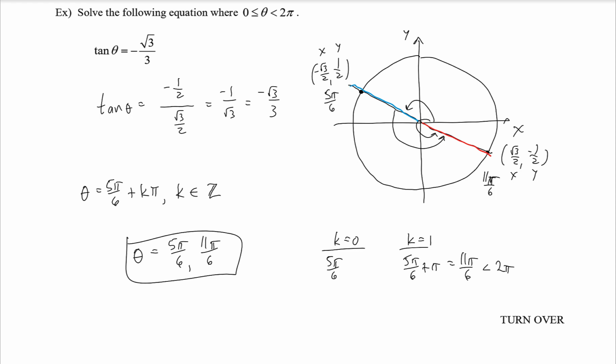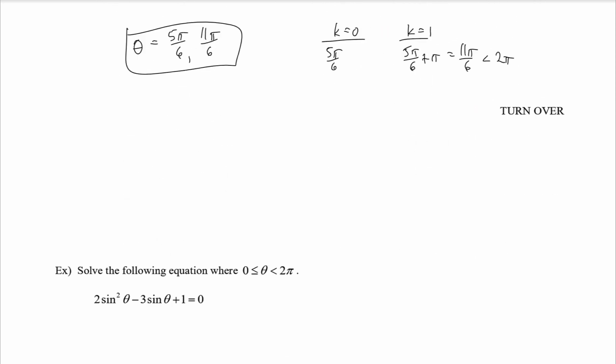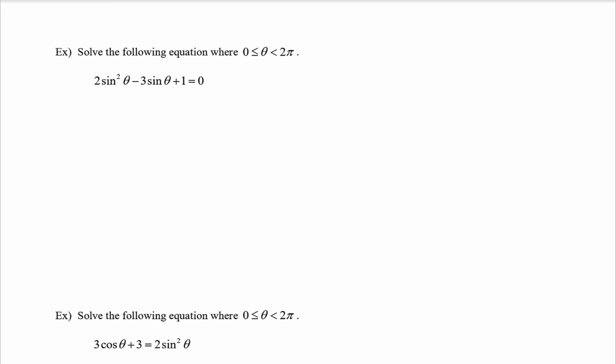However, we got those by drawing the picture already. So, I don't know that you need to use the general solution to do that. All right, let's try this one. Now this one looks more complicated, but if you look closely, it's actually just an equation in quadratic form. So I could factor it.